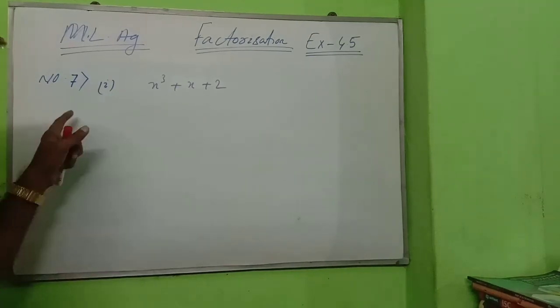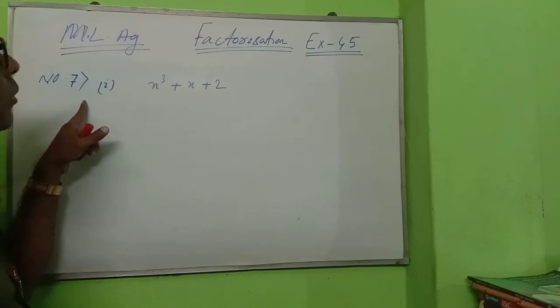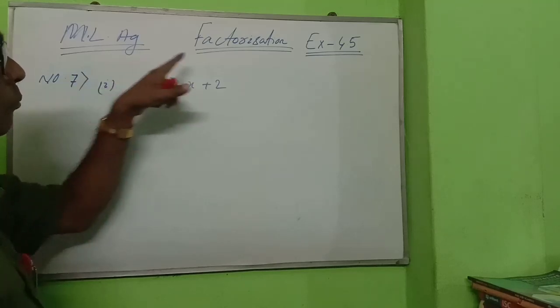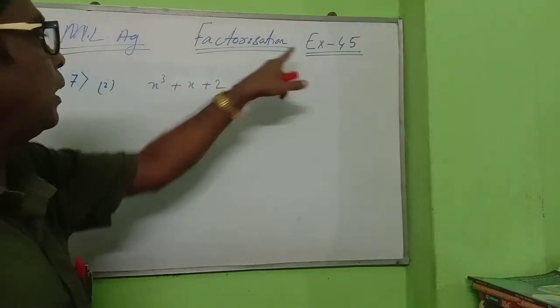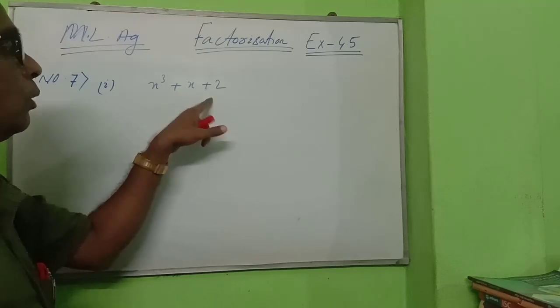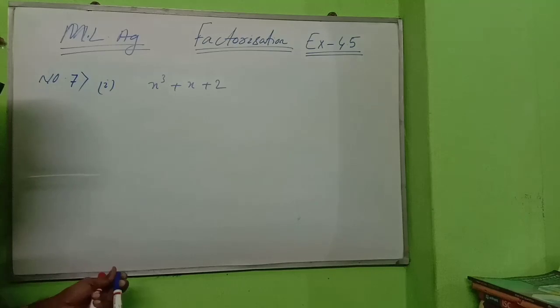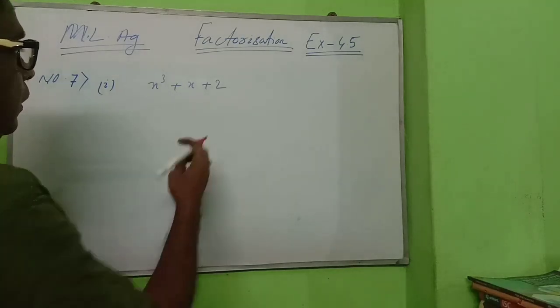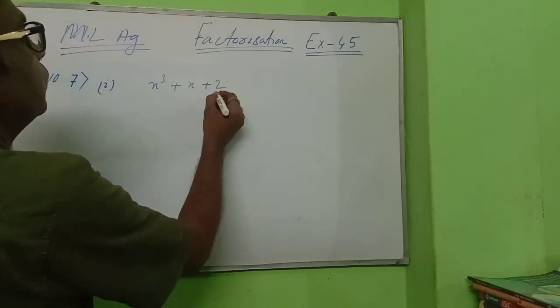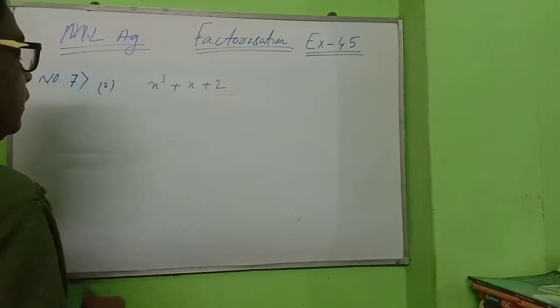See the question number 7. I have taken it from the book, the chapter name is factorization, exercise 4.5. See the question: x cube plus x plus 2. How to factor this one? You have to apply a technique here. You have to break these two terms. How to break that, see here. Very carefully you have to follow.